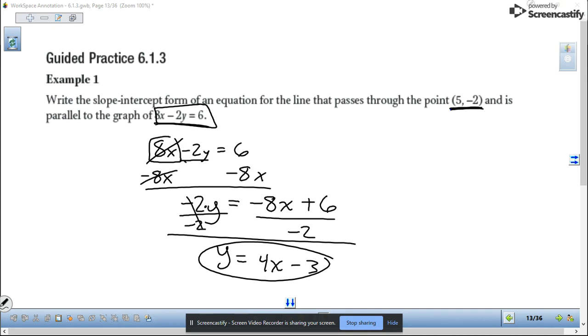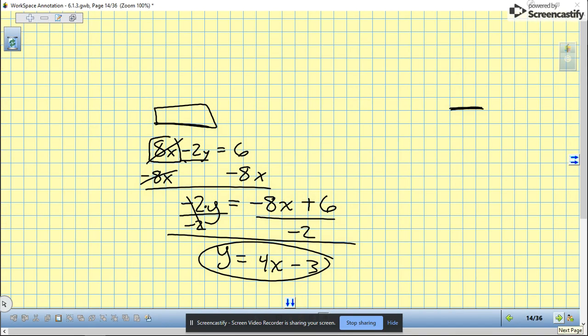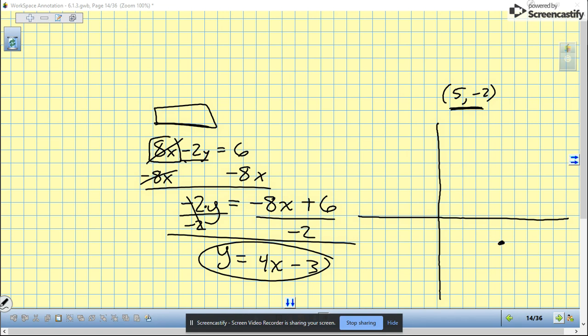So now I'm going to go over to my next page, and I'm going to draw a little graph. That point was, again, just to make sure we got it, (5, -2). So I draw myself a little graph here, and I need (5, -2), so 1, 2, 3, 4, 5, down 2. And then this one would go at -3 and has a slope of 4, so up 1, 2, 3, 4, over 1.